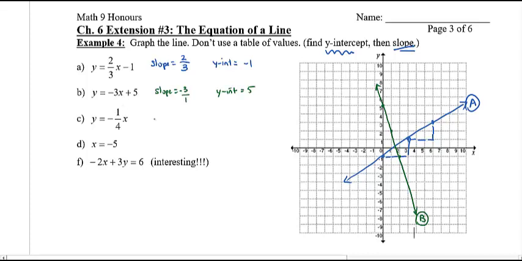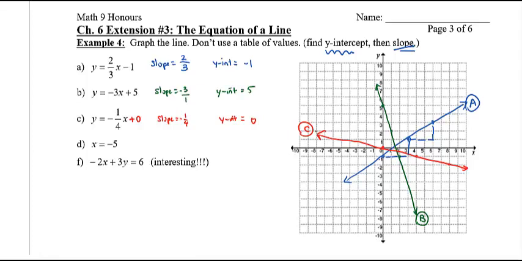If you're thinking about C, I've got the slope, that's -1/4, but I don't know what the y-intercept is. Don't freak out if you don't see something there. That's the same thing as +0. So what's the y-intercept? You got it, 0. So starting at the origin, with a slope of -1/4, so down 1, right 4. Down 1, right 4. Now I have a really flat line that's going downwards. There's the answer to C. Did you get those? Great.